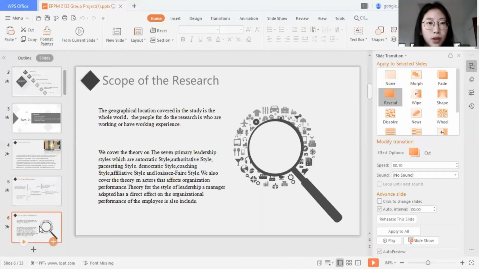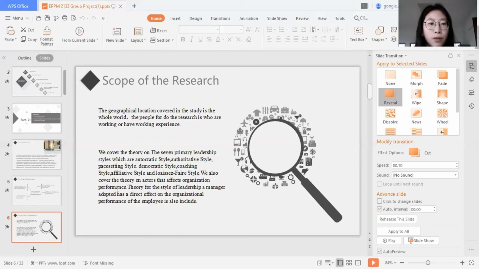Next one is the scope of the research. The geographical location in the study is the world. The people for the research are those who are working or have working experience. We cover the theory on the 7 primary leadership styles, which are autocratic style, authoritative style, pacesetting style, democratic style, coaching style, affiliative style, and laissez-faire style.